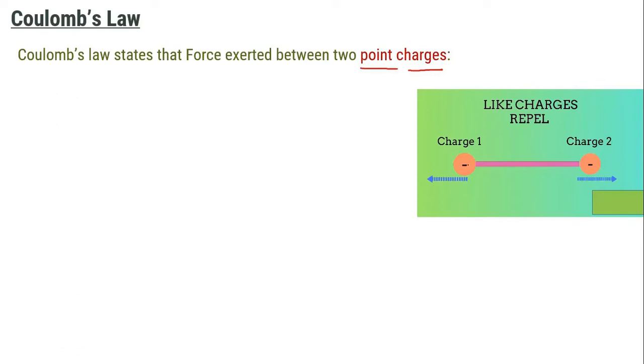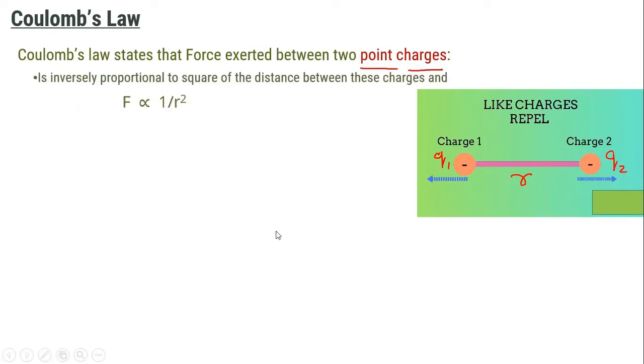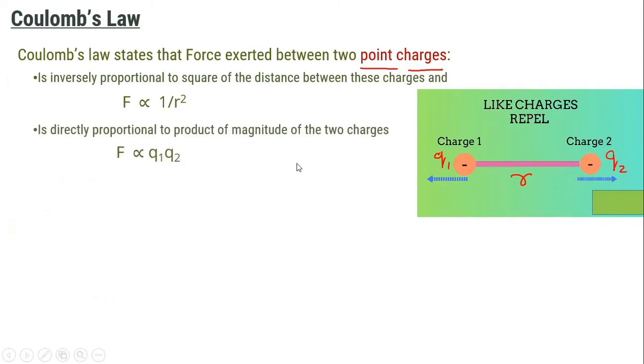Now, if we have two charges, Q1 and Q2, in space or in vacuum, separated by a distance r, then a force of repulsion exists between these two like charges, whose magnitude Coulomb's law helps us to find. It states that the force is inversely proportional to the square of the distance between the charges. It is directly proportional to the product of the magnitudes of the two charges, and it acts along the line joining the two charges. This statement is very important: it always acts along the line joining the two charges.